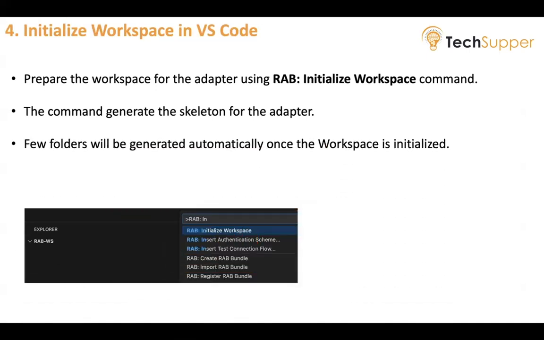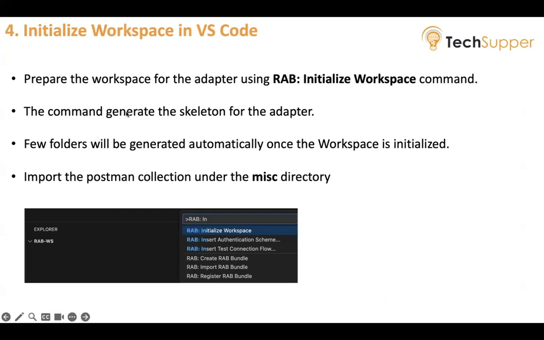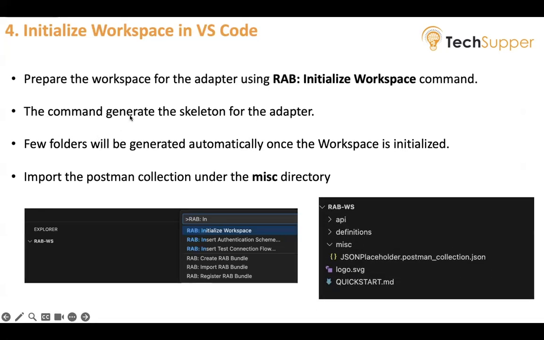And then a few folders will be generated automatically once the workspace is initialized using that command. There will be one more folder called miscellaneous. Under that miscellaneous folder, you simply import or paste your Postman collection. That is the collection that we are going to use. That is the fourth step.